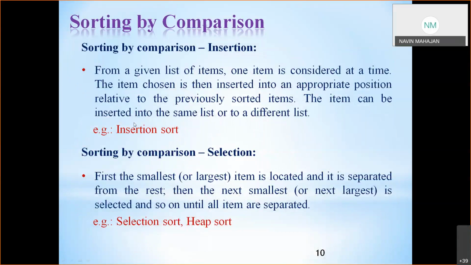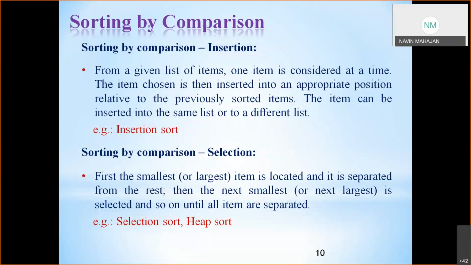What happens in sorting by comparison? From a given list of items, one item is considered at a time. The item chosen is then inserted into an appropriate position relative to the previously sorted items. The item can be inserted into the same list or into a different list.